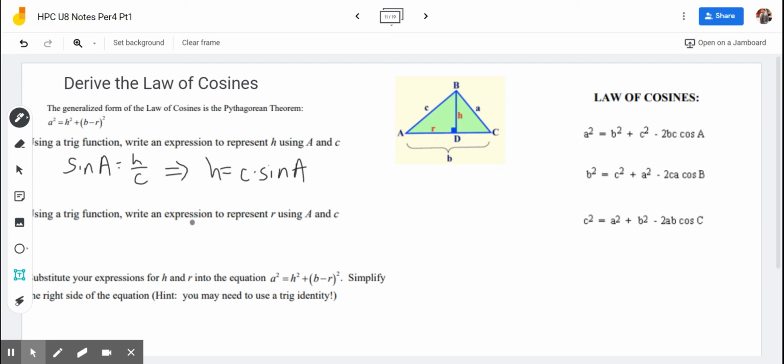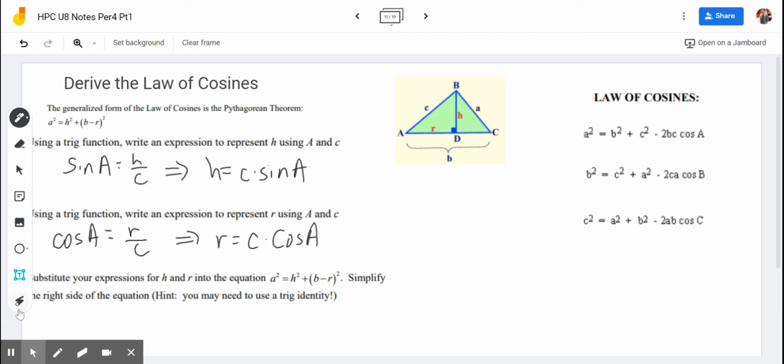Using a trig function, write an expression to represent r using A and c. If we're looking from angle A again, and we're using r and c, it looks like we're going to have to use cosine. So cos of A is r over c, and if we isolate r, r is equal to c times cos of A.